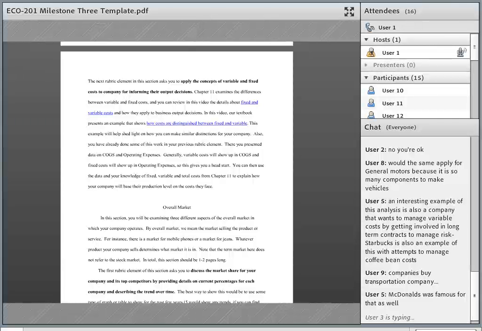But this is the approach that we're looking for, really breaking down those fixed and variable costs, detailing them specifically, and giving a suggestion about what their output decisions are going to look like.